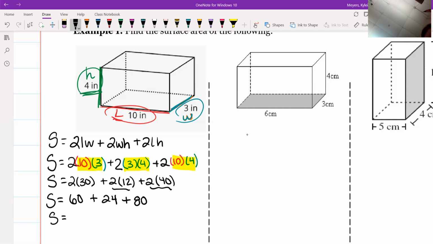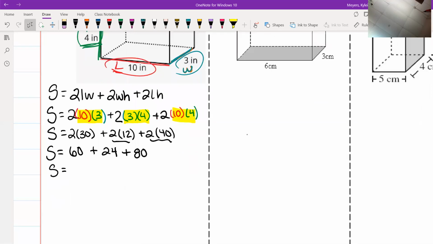Once you get that, add up 60 plus 24, which is 84, plus 80. 84 plus 80 is 164. Again, we're still finding a type of area, so we're still going to have to label. It was inches up here, so we're going to put inches down here. And again, because it was area, we're going to square it. Okay, so now that's how we do it. We're going to do that one more time together, and then I'm going to have you do the third shape all on your own.